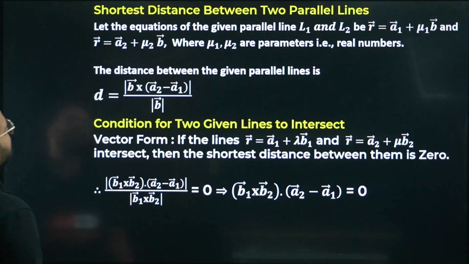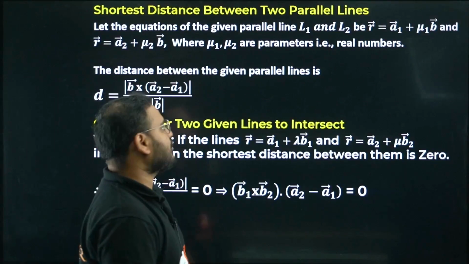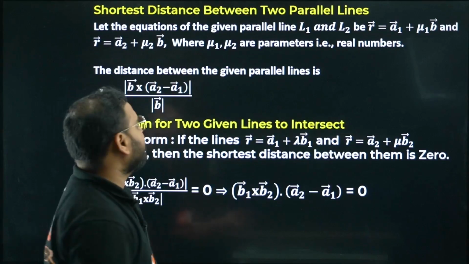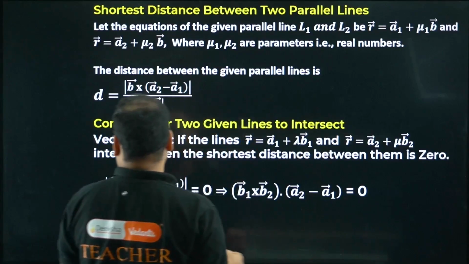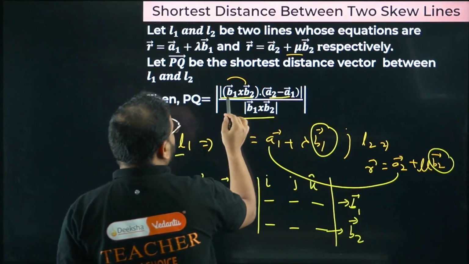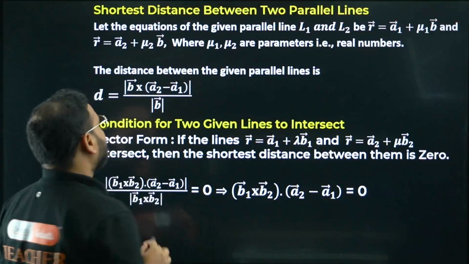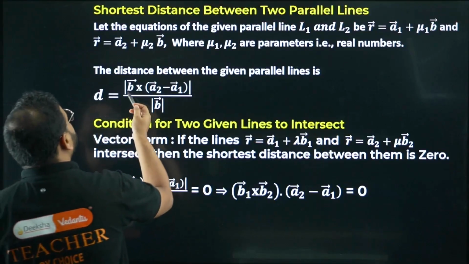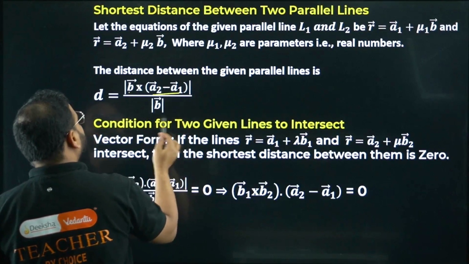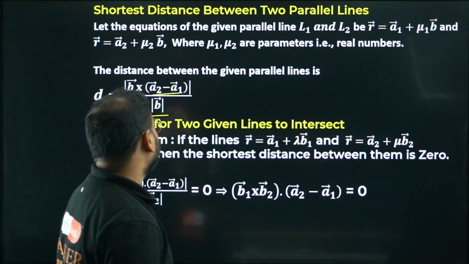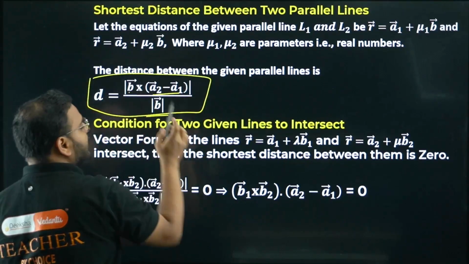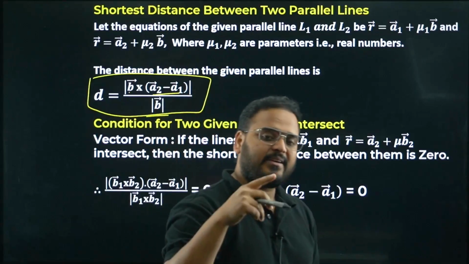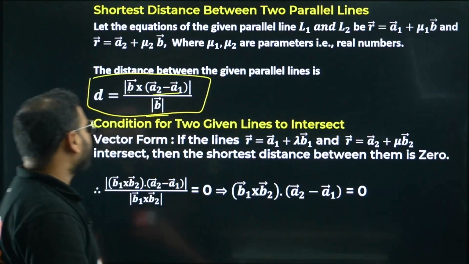So what is the distance between two parallel lines? Parallel means b1 and b2 will be the same. In that case, you will not have b1 and b2, you will have the same vector b. Then the result will simply be: b cross (a2 minus a1) upon mod of b. Please check, this is the formula. You will not have two vectors anymore because they are parallel, it means you simply take b.